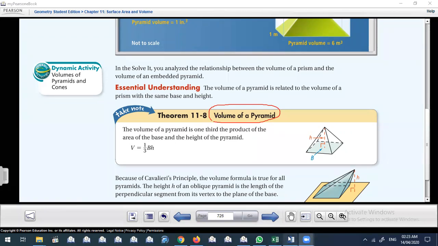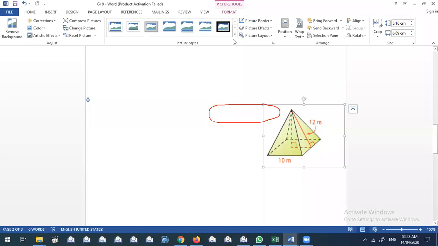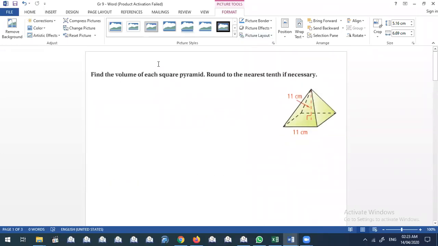Let's start the first exercise about this rule. Find the volume of each square pyramid. Square pyramid means its base is square. Round to the nearest tenth if necessary. Here, first we are going to find B, which is the base area.